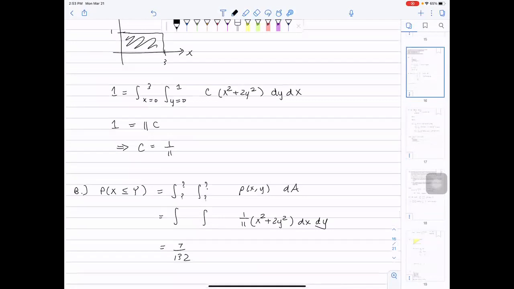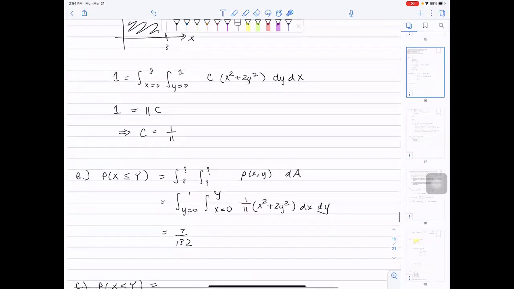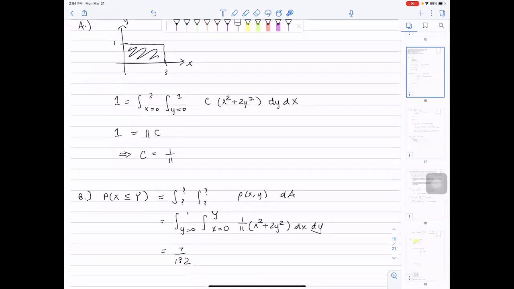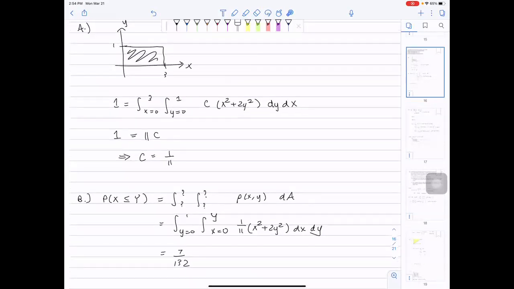So let me fill this in. We have x from 0 to y and y from 0 to 1 of our density function. And make sure you plug in the c that we just found, which is 1 over 11. Okay, and you can solve that and get 7 over 132. Any questions on that part? So if it asks you to find the probability of, they flipped it, y less than or equal to x, that would be this half shaded. And you can find the area of this part.